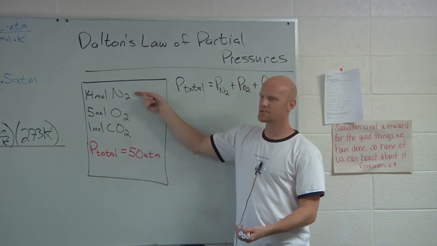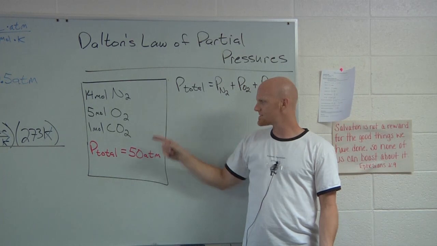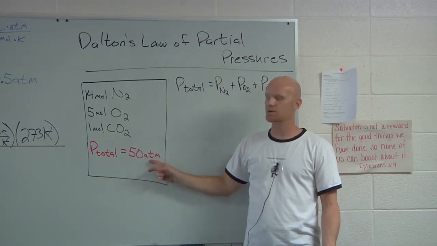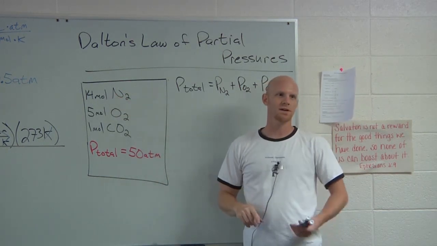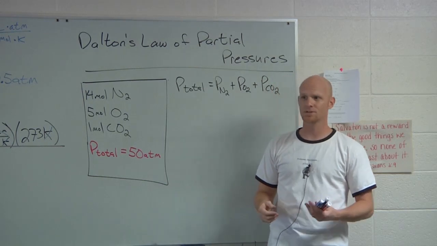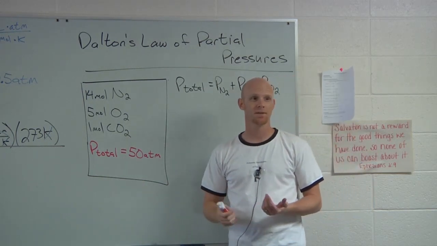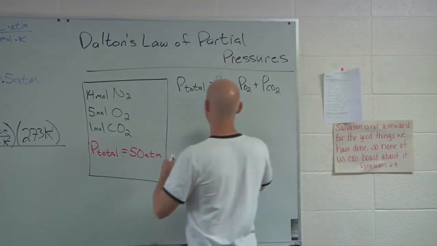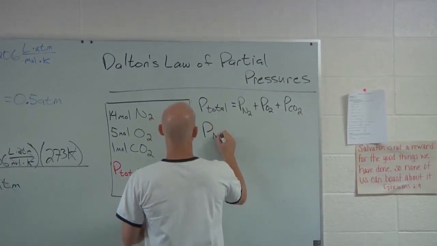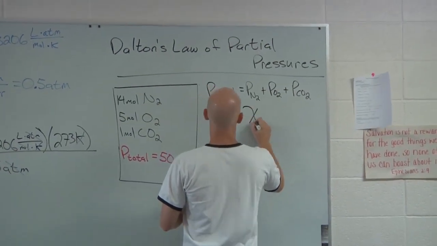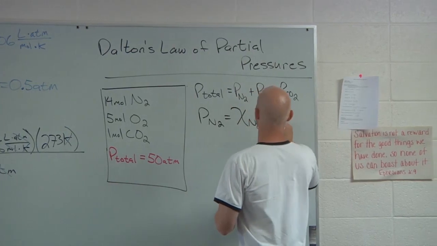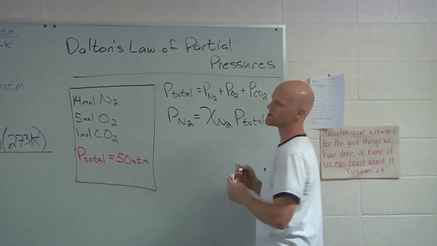Well, if 70% of the moles are nitrogen, then 70% of the pressure is his partial pressure. If he's responsible for 70% of the moles, then he's responsible for 70% of the pressure. The way that comes out in an equation is the partial pressure of nitrogen is equal to the mole fraction of nitrogen times the total pressure.